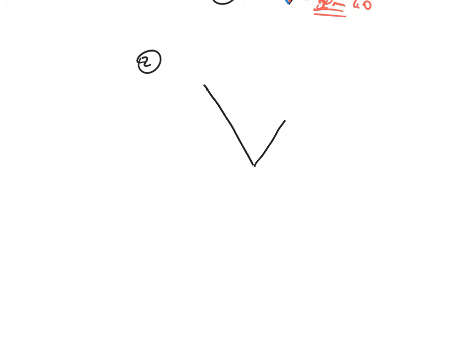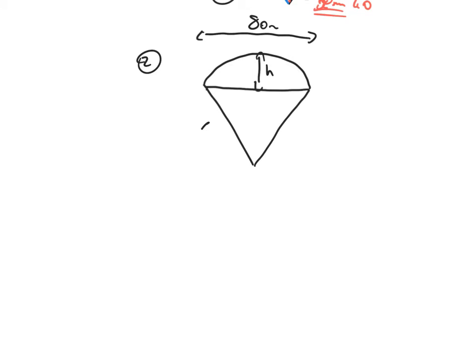Okay, so we've got a sector of a circle again. We're told that this length this time is 80 metres. We're again looking to find this length here, and we're told that the radius is 60 metres. Okay, so if that's 60 metres, then that will also be 60 metres. So it's about looking for a right angle triangle again.